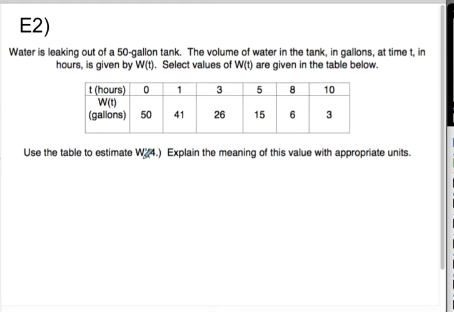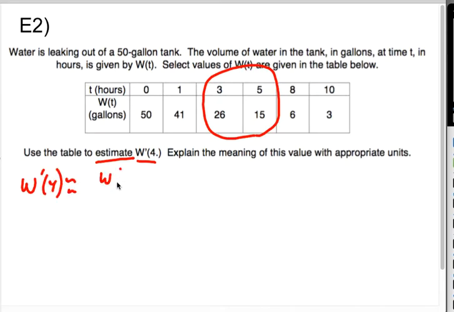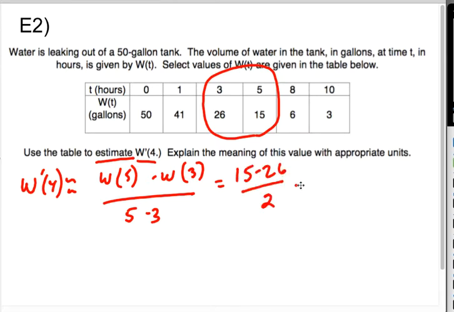Okay, so notice, first thing I want to see is that I'm estimating W prime of 4. 4 is not on the table, so I'm going to use the 2 points that are sort of flanking t equals 4. So my W prime of 4 is going to be approximately W of 5 minus W of 3 all over 5 minus 3, right? Which is going to be 15 minus 26 all over a 2, right? So that should be a -11 over 2. Now, in terms of units, we know that the top was the Y values, or in this case, the W of t values, which would be gallons, right? And the bottom was measured in hours, so gallons per hour.